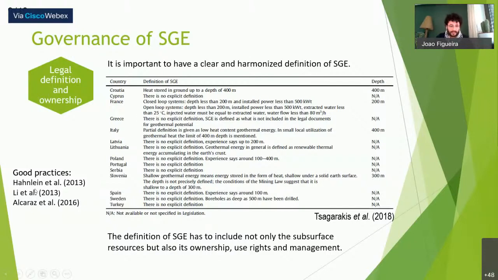So on this matter, I would like to talk about three papers that I identify as good practices. The first one, Han Lin and others did a very good paper on this, and they proposed a legal framework for shallow geothermal energy use, where they defined the different types of systems and usages. And they divided this legal framework into six different levels: the type, the usage, the size, the technical assessment and environmental assessment needs, and also the licensing.